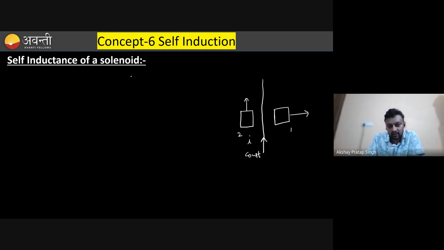Write in the sequence of 1 and 2: what will be the direction of induced current in the first loop and what will be the direction of induced current in the second loop. This is a long wire. Current is constant. What will be the direction of induced current in loop 1 and in loop 2 respectively? You need to answer.